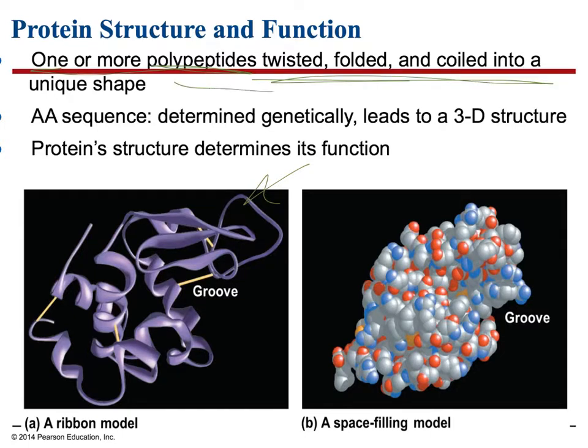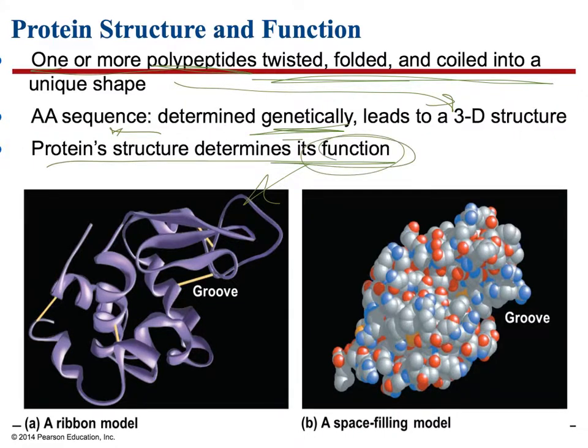And its shape is usually 3D. It's a large molecule. It is determined genetically, and that genetic information then leads to the sequence of amino acids, and each protein has a different sequence of amino acids and typically a different shape. Its shape and structure really relates to its function.